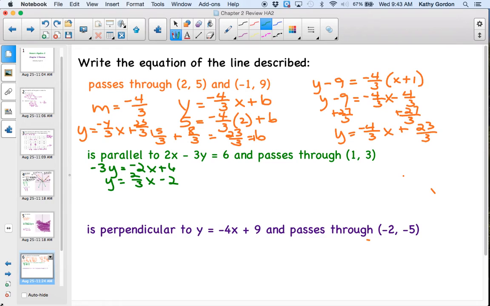This equation, however, was in standard form to start. So in order to get the slope, we're changing it into slope-intercept form so that we can now say, okay, I know the slope of the line that I've been given is 2/3. Now, what's the slope of my line going to be? 2/3, because parallel means we have the same slope. So I'm going to be using a slope of 2/3 to figure out the equation for my line.